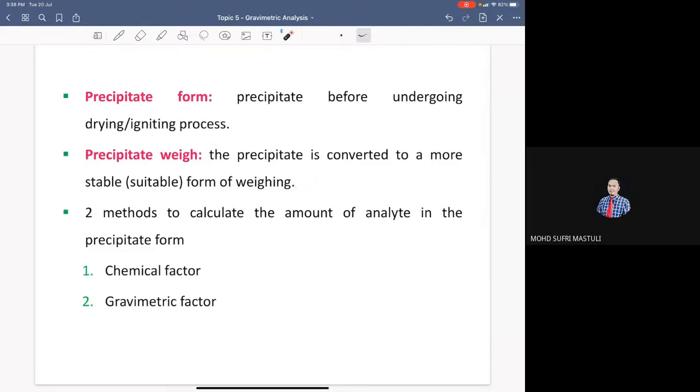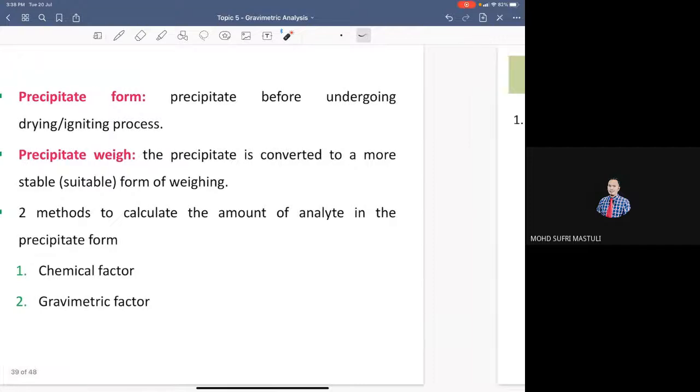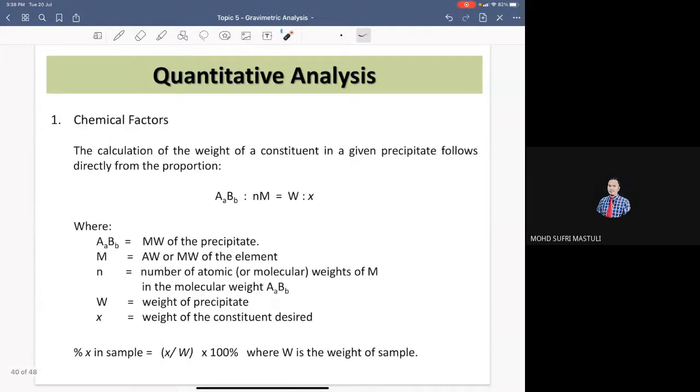There are two methods to calculate the amount of analyte in the precipitate, either the chemical factor or the gravimetric factor. We will explain these two methods further in the next video.